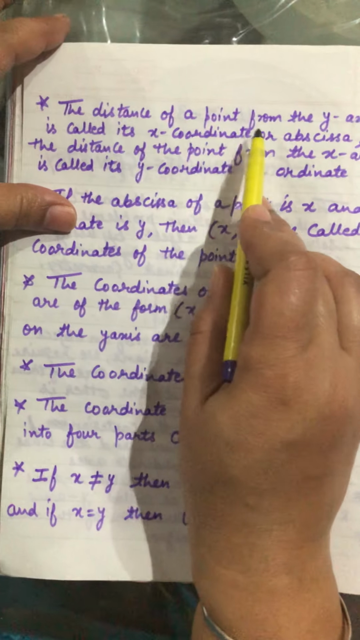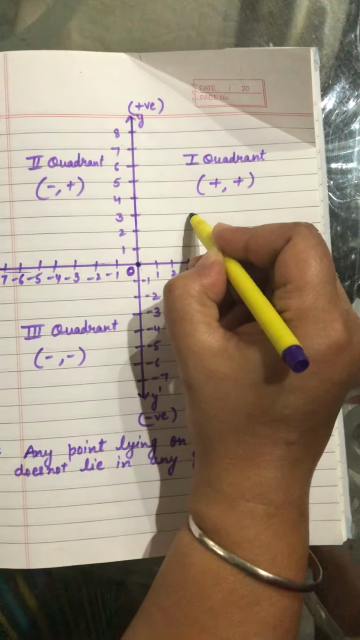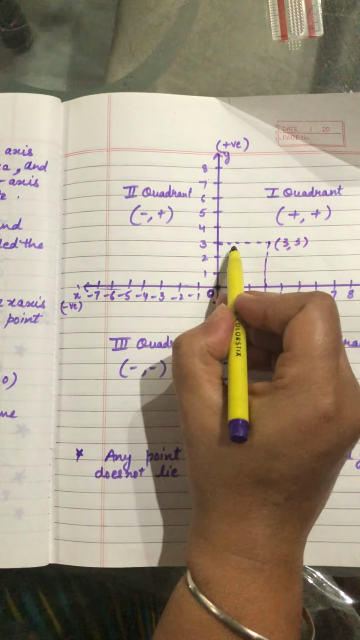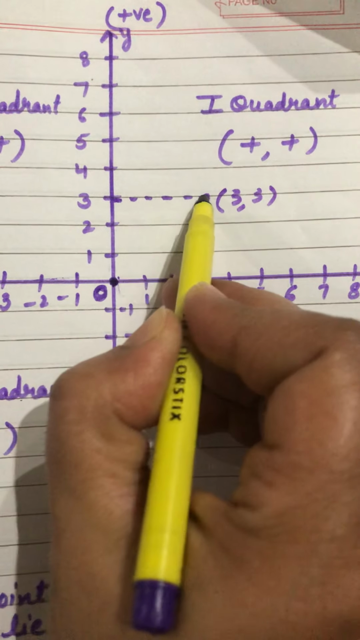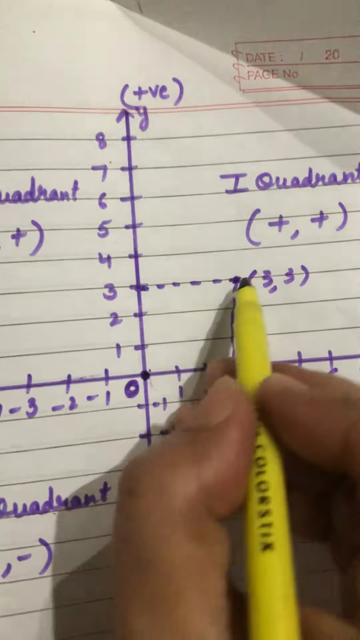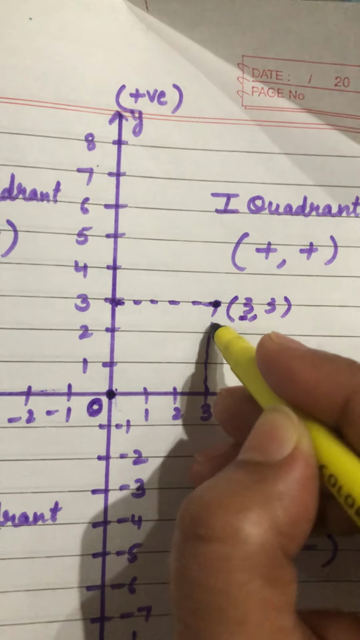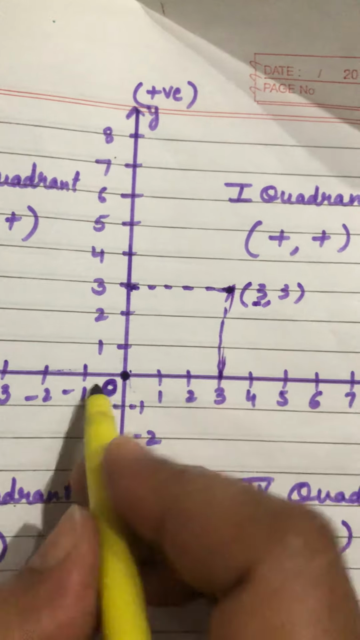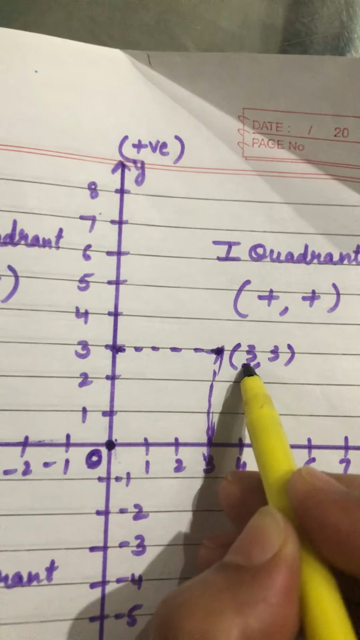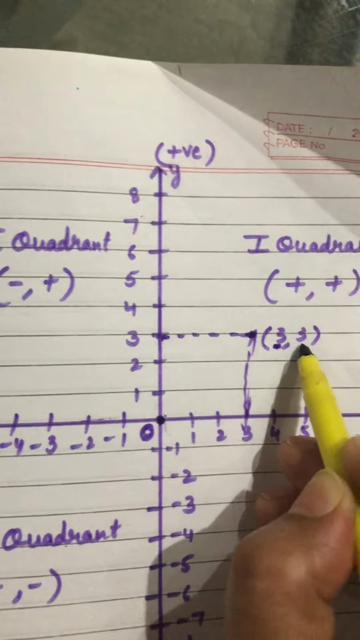Next point is the distance of a point from y-axis is called its x coordinate. Suppose there is a point 3, 3. So the distance of this point from y-axis, this is y-axis, is called its x coordinate, and the distance of this point from x-axis is called its y coordinate. The other name of x coordinate is abscissa, and the other name of y coordinate is ordinate. So this is the point.